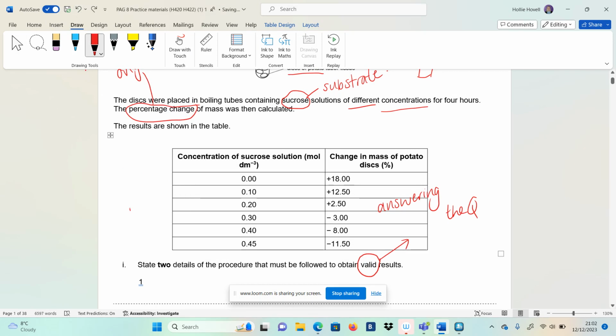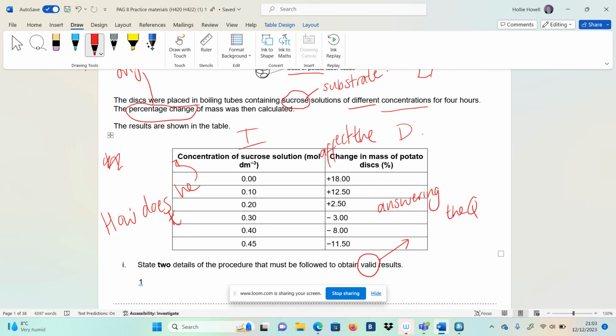So this experiment is trying to answer the question: how does the concentration of sucrose solution affect the change in mass of the potato? Okay, so this is always our independent variable. This is always our dependent variable. So, sorry, that's jumped all over the place. How does the concentration of sucrose solution affect the change in mass of potato discs?